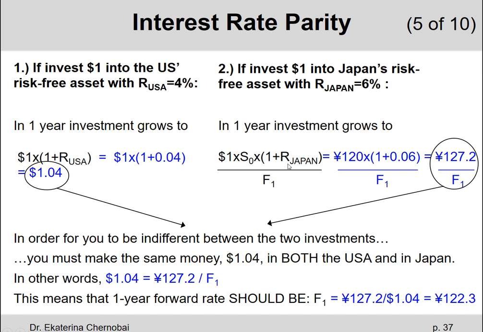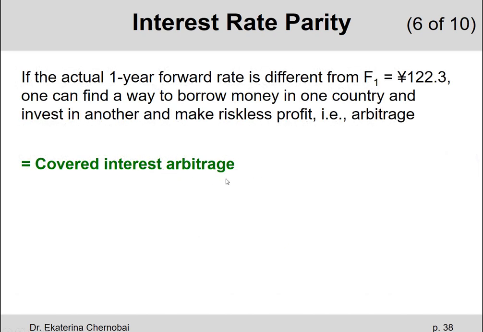So in order for investors to not all invest into just one country, in order for there to be a balance in the investments made in this world, we must have this condition that the 1-year forward rate between two specific countries should be calculated the way we did it in this example. And the actual forward rate should exactly match this calculated number to prevent the covered interest arbitrage opportunity.